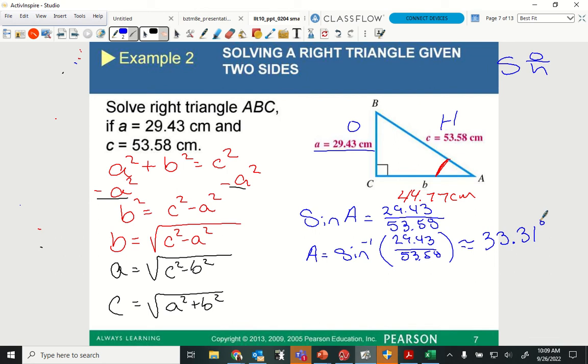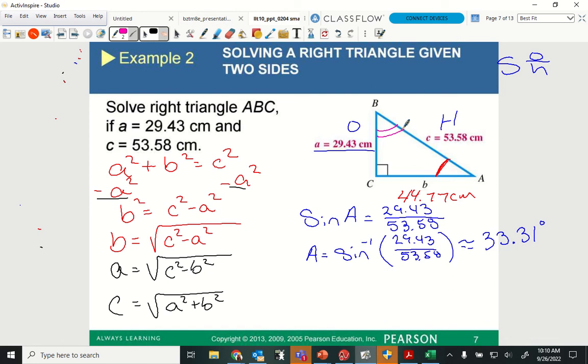All right. So now we got to try and figure out what angle B is. There's two ways to figure out angle B. I could use angle B as a reference angle and do that again. Or what else could I do?